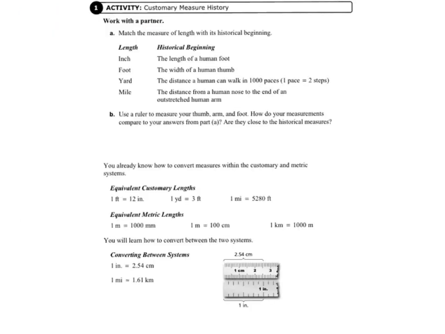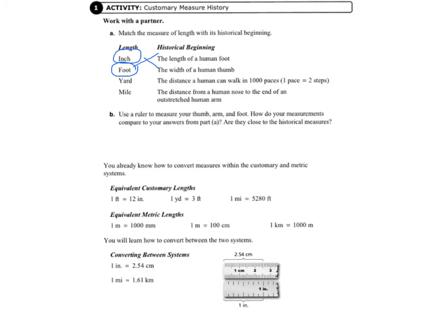Today we'll be working on page 121 in your record and practice journal. We're going to match the measure of length with its historical beginning. So many measures of length in the customary system began with measuring parts of the human body that were fairly standard. For example, an inch was about the width of a human thumb, and a foot, I bet you've figured out, was about the length of a human foot.